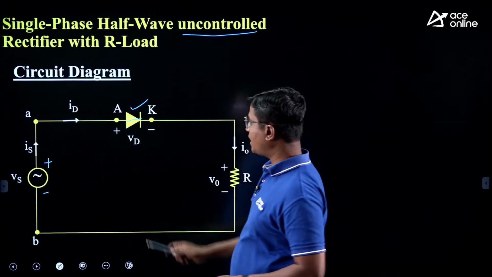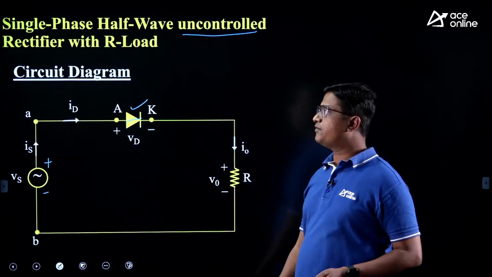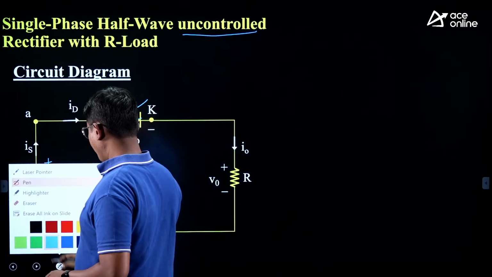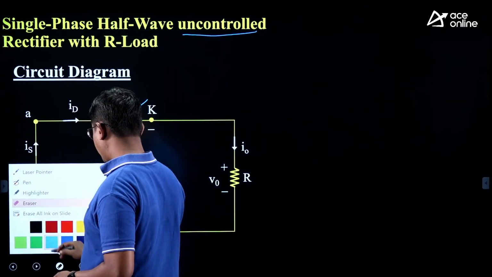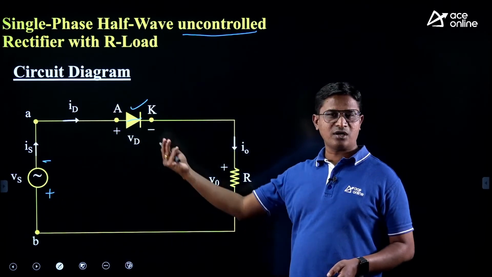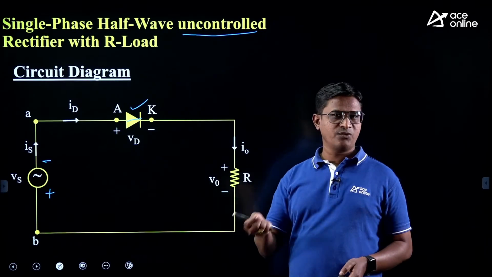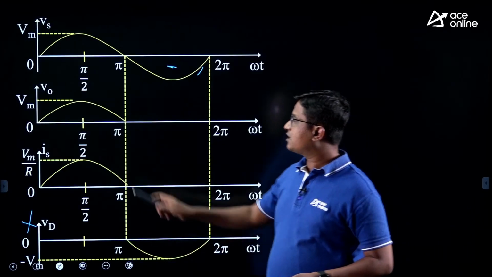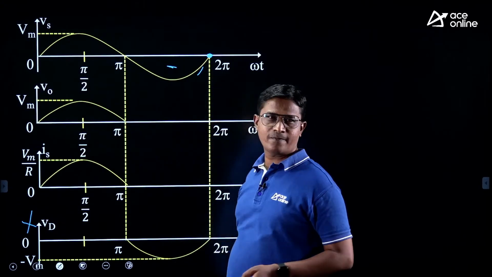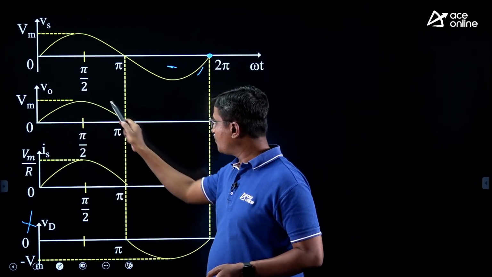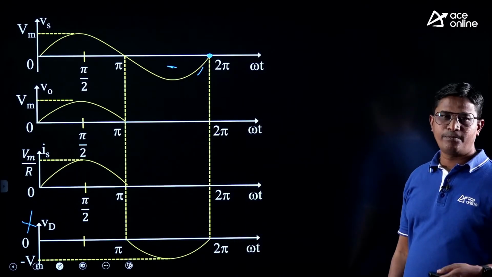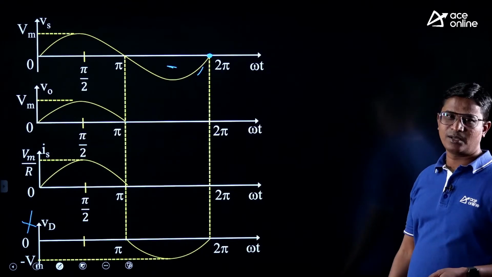So when Vs is positive, diode will conduct, current will flow like this. Similarly, when Vs is negative, what will happen? That is pi to 2 pi. Supply voltage polarity is reversed, that is minus here and plus here. Diode will be in a reverse bias mode. Diode will not conduct. So my output voltage, output current will be 0, right? So for one input cycle of the supply, 0 to 2 pi, in the output, how many pulses are we getting? Only one pulse. That's why it is also known as a single phase, single pulse rectifier.